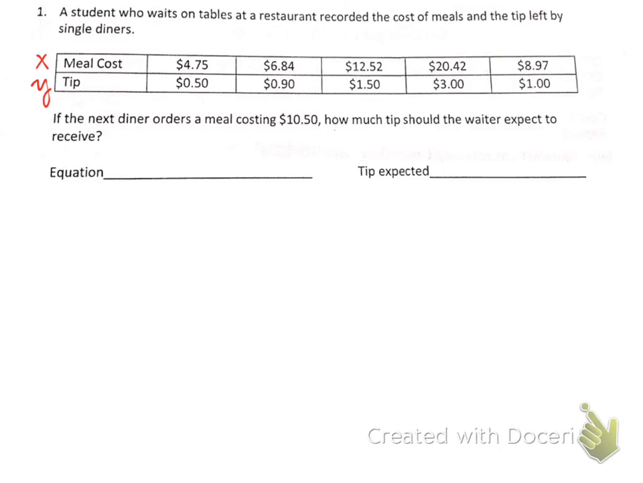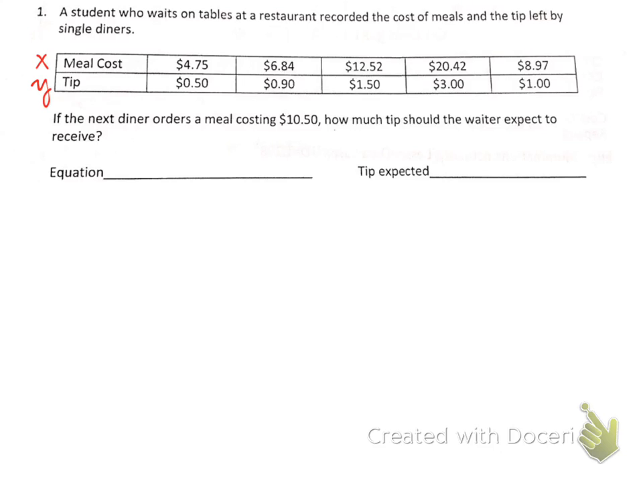So now let's go to Y min. The smallest Y value is 0.50, so let's just make that 0. And the biggest Y value is $3, so let's just go up 1 and we'll do $4. So press Graph and you'll have your scatter plot. So let's take a look at our scatter plot.